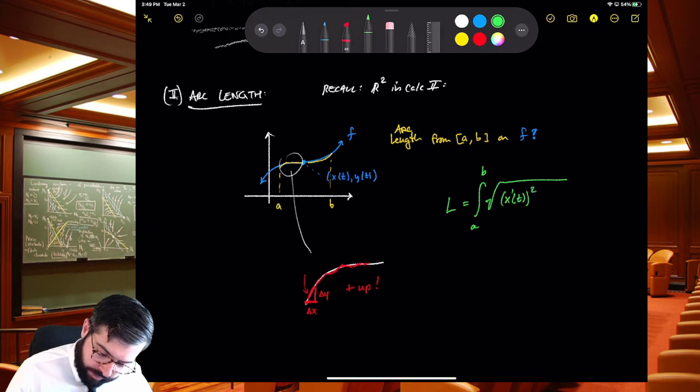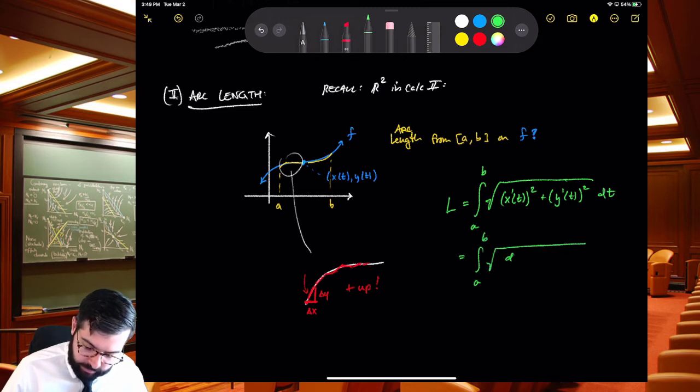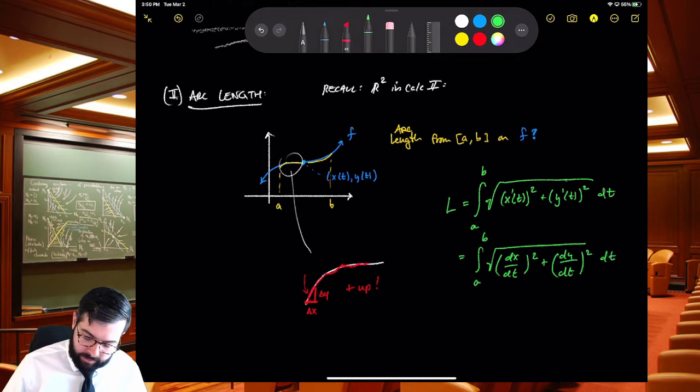The integral of the square root of x prime of t squared plus y prime of t squared, all dt. Another way to think about it, probably a better way to write it, honestly: the derivative of x with respect to t, squared, plus the derivative of y with respect to t, squared, dt.